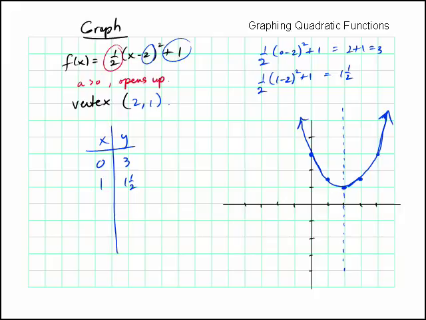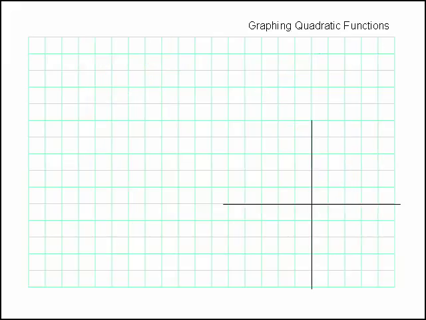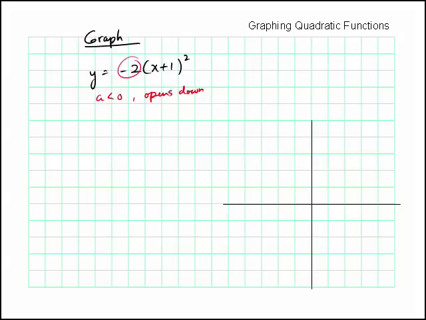Okay. Actually, let's do just one more here. We should graph one that opens downward. Last one. Let's graph y equals negative 2 times x plus 1 squared. Okay. Because our a here is negative, less than 0, this parabola will open downward. And I know it's going to be a little on the skinny side because it's a 2.